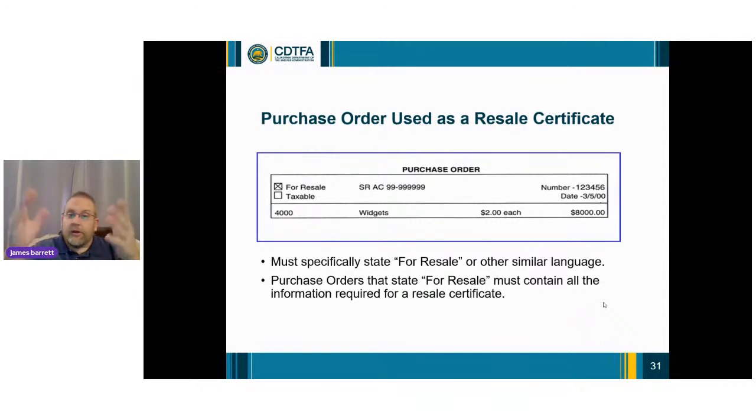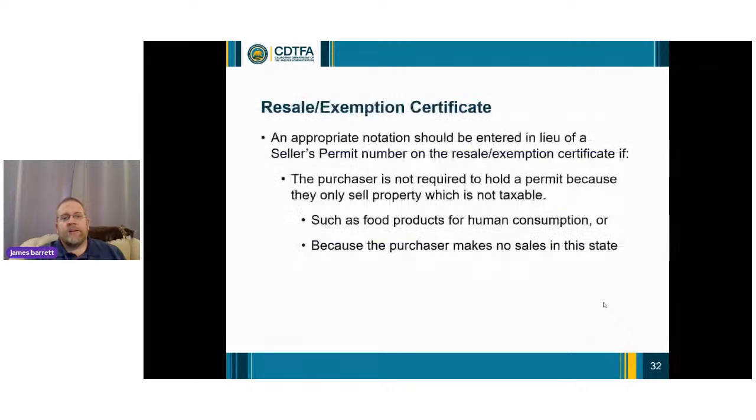Cool. All right. So you can use a resale purchase order as a resale certificate. All you have to do is mark that it's for a resale and put your seller's permit on there. Most of that other stuff is on a purchase order anyway.